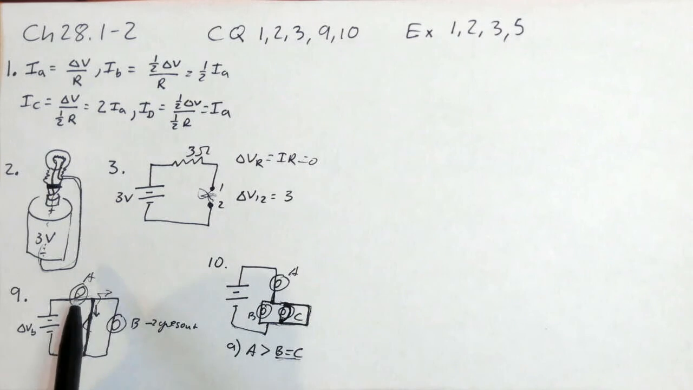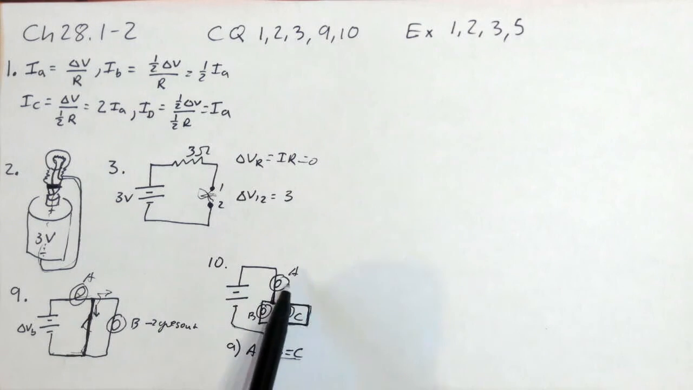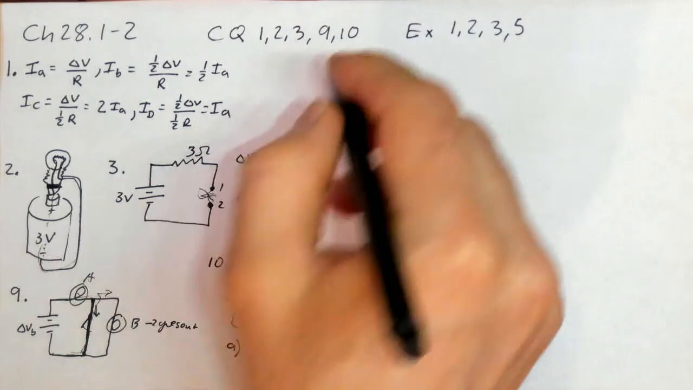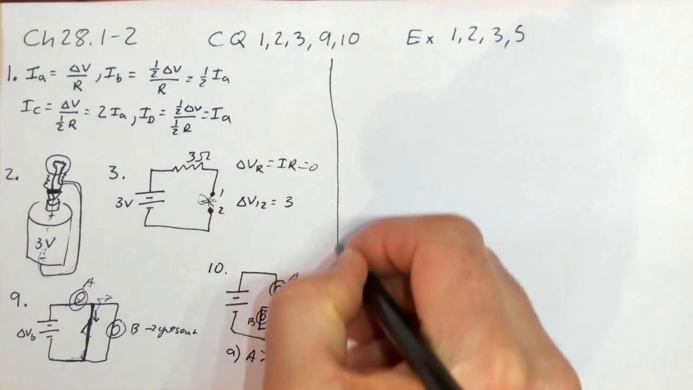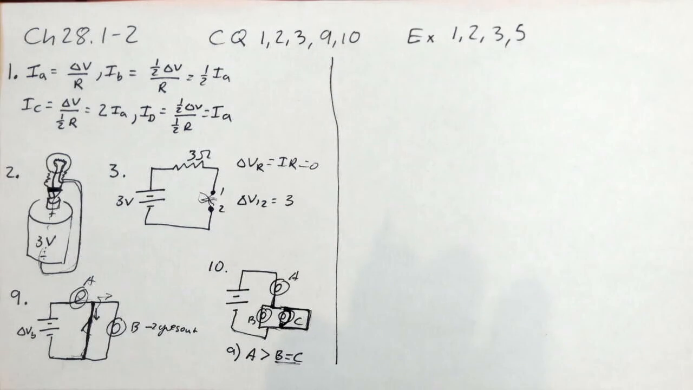It gets brighter, for the same reasoning that this got brighter. Now, instead of having a resistor with additional resistance later on, and the battery having to push through both, it's just one resistor, and so it can push more current through it, and so A gets brighter. All right, very good. Now let's look at the exercises.